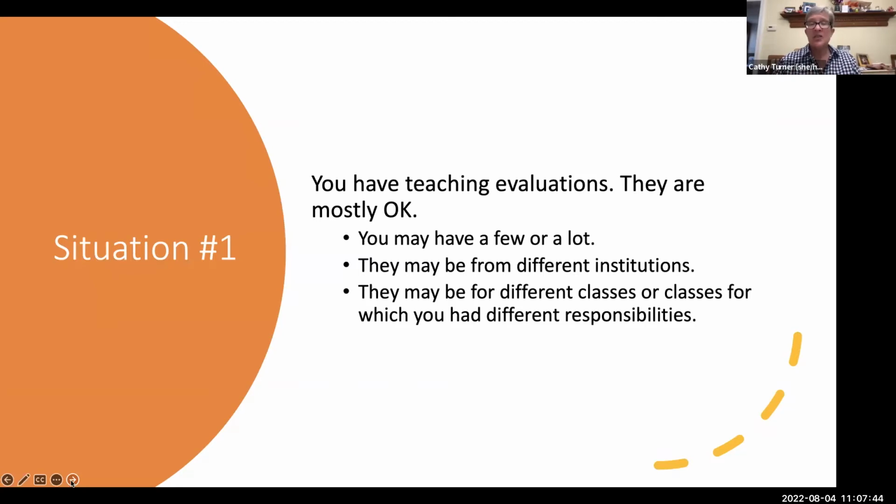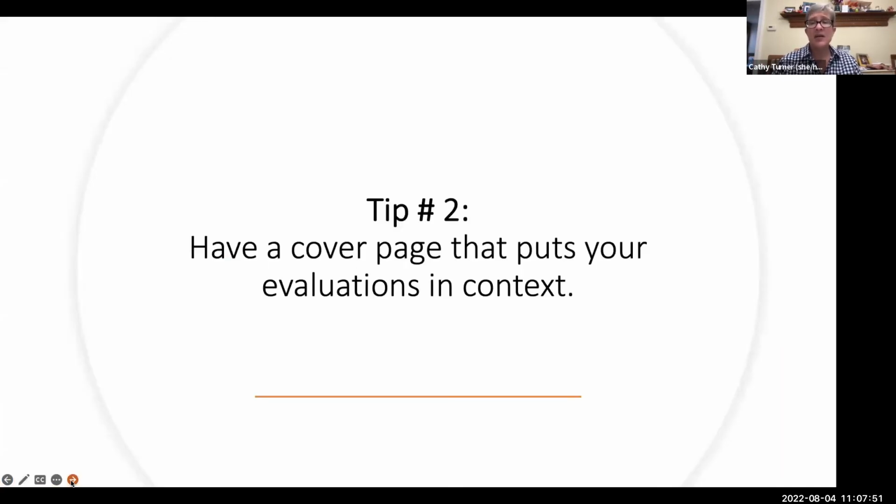So for this situation, and really for everything else, I want to talk about tip number 2. Have a cover page that puts your evaluations into context. This is really, really important. And that context can be just the facts of the matter, but later I might talk a little bit more about some ways of reflecting that might be helpful as well.